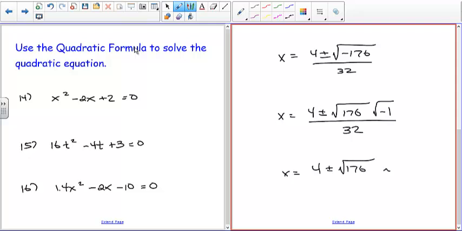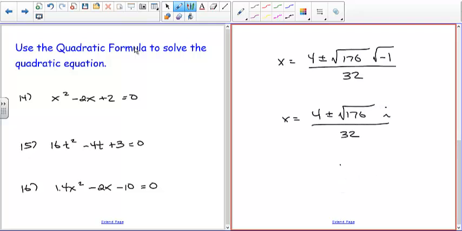So that becomes i over 32. Now the only way we could simplify this is if this is some multiple of 4. So if you take 176 and divide by 4, you'll get 44. Now actually what I wanted is if this is some multiple of 16.